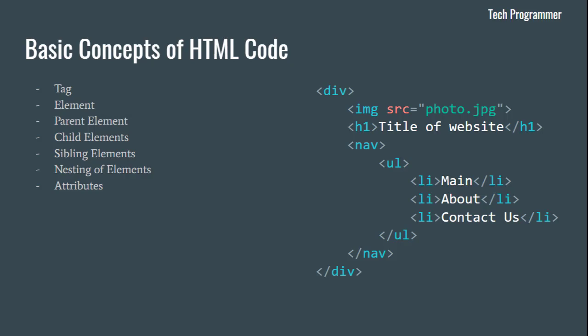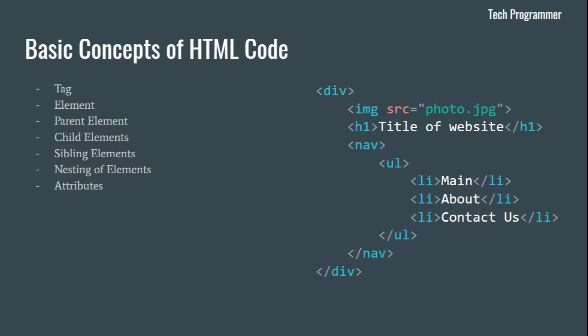HTML is written in tags. Everything with angle brackets is called a tag. I have this div tag and then image tag followed by h1 tag. Now tags are usually written in pairs. So it will have an opening tag and a closing tag. Similarly here, you can see that this UL tag has opening and closing tag. If you look at them carefully, they are very similar to each other except for the fact that the closing tags have this / in them.